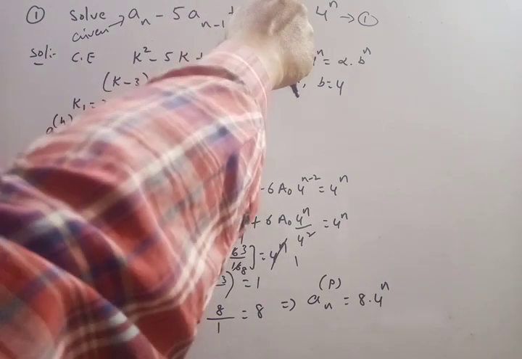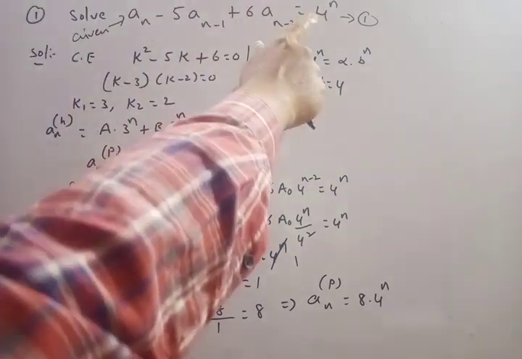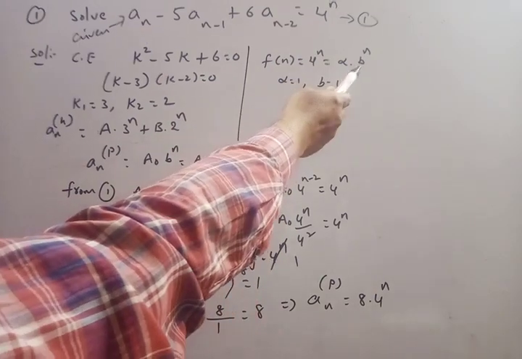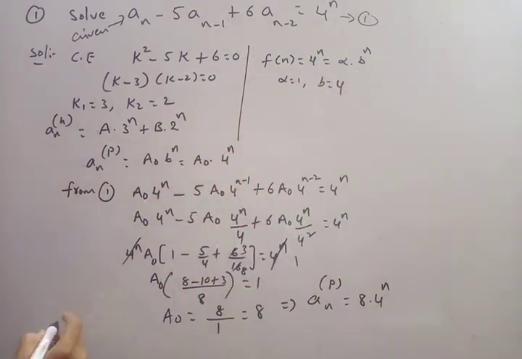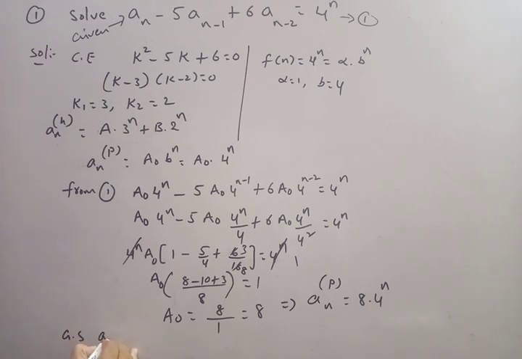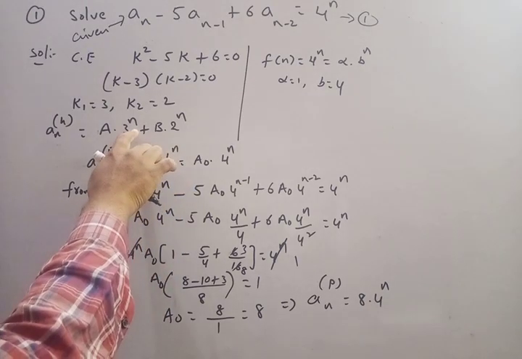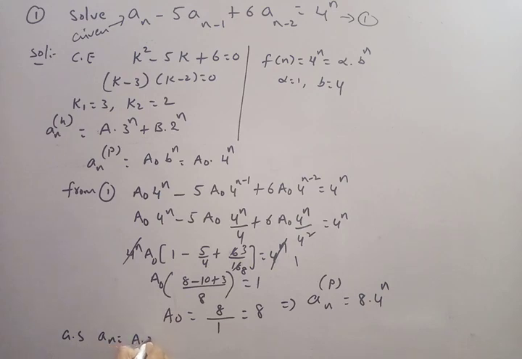Understand? Identifying the type is important here. On the right hand side, 4 power n is there. f of n is equal to alpha into b power n. It is not a polynomial. It is in the form of alpha into b power n. So the general solution is a_n equals a into 3 power n plus b into 2 power n plus 8 into 4 power n. That's it. The initial conditions are not given, so till here we have to stop.